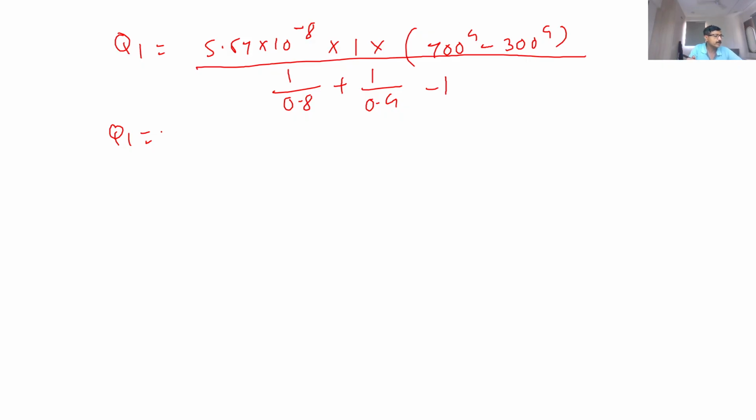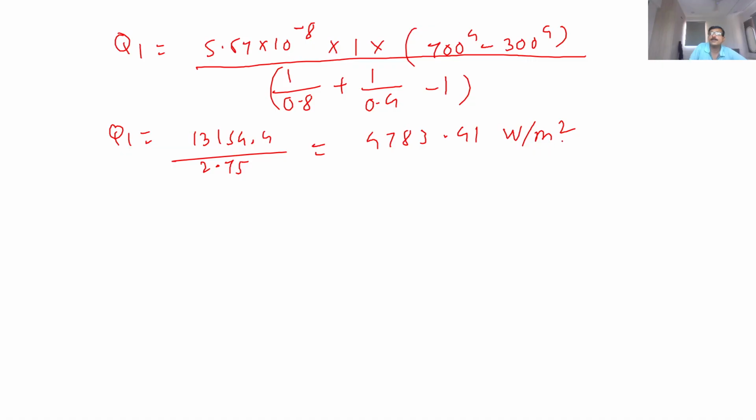So Q1 is equal to, if I do the calculation of the numerator separately, it comes to 13154.4, and the denominator bracket, if I calculate separately, comes as 2.75. So if I do the calculation, the answer comes as 4783.41 watt per meter square. Why per meter square? Because the area is assumed as 1. Okay, so this is without shield. So this is your answer number 1. Okay, case 1, no shield is there.